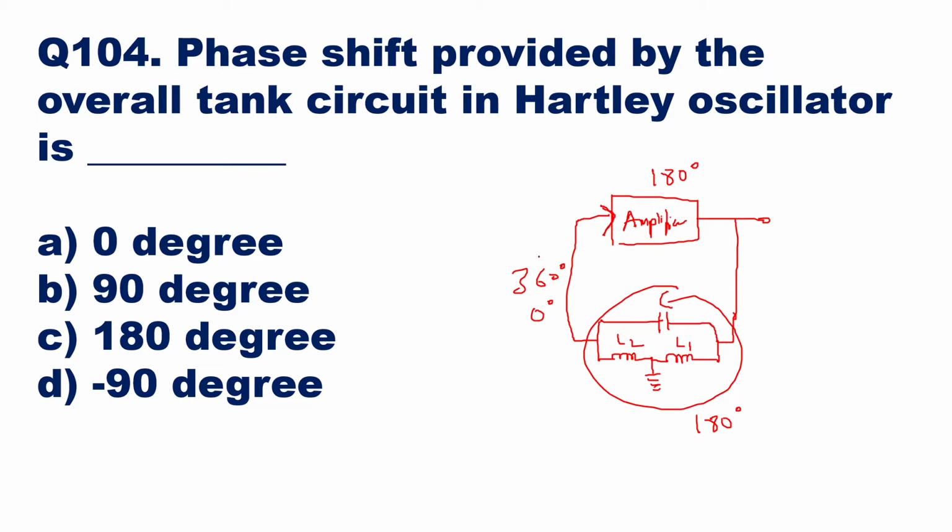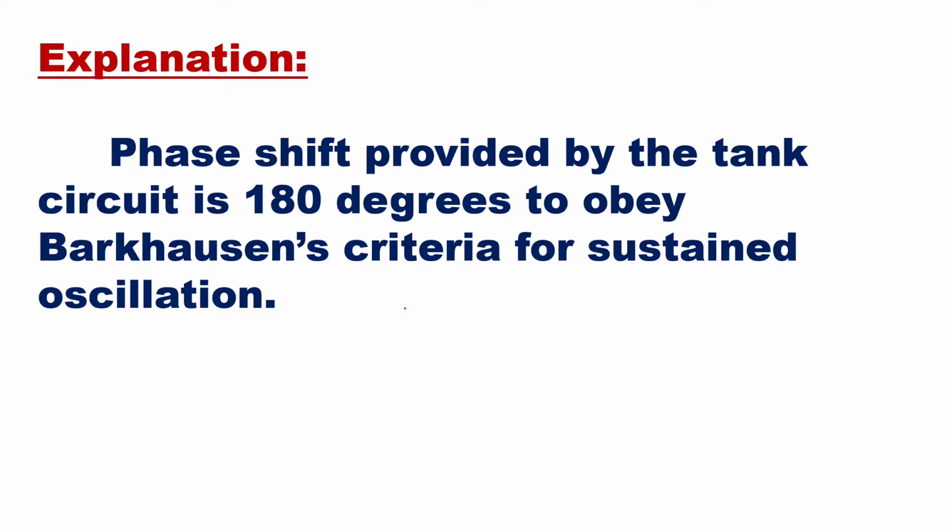Now here the question asked is phase shift provided by the overall tank circuit. So this tank circuit, which is of L and C, this tank circuit will give a phase shift of 180 degree. So here option C will be the right answer. 180 degree will be the answer here. So here you can have an explanation. Phase shift provided by the tank circuit is 180 degrees to obey Barkhausen criteria for sustained oscillations.